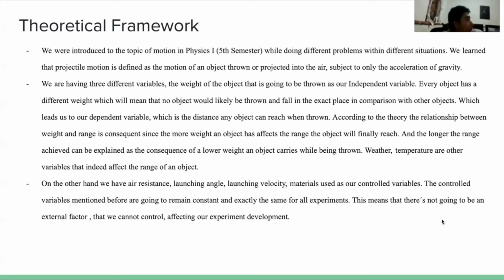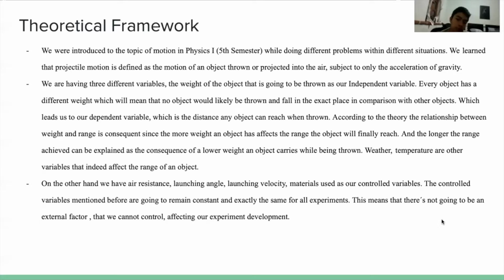According to the theory, the relationship between weight and range is consequent, since the more weight an object has affects the range the object will finally reach. And a longer range achieved can be explained as the consequence of a lower weight an object carries while being thrown, whether temperature or other variables that indeed affect the range of an object.